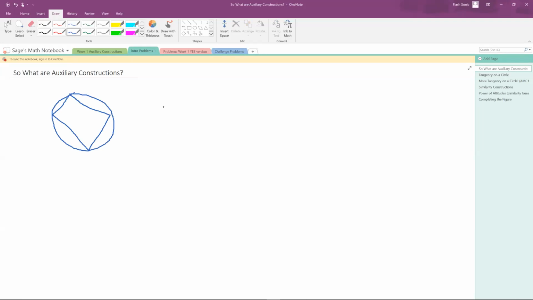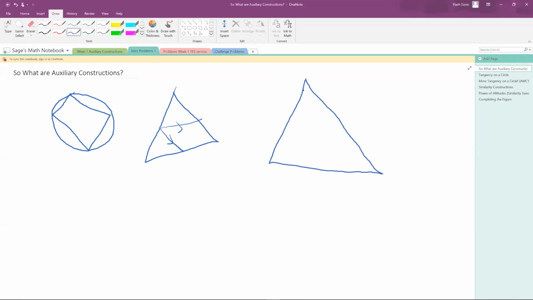Other times when an auxiliary construction will be helpful is when you have two parallel lines and you can construct a line parallel to the other one to create more similar triangles. Another type of auxiliary construction is called a reflection. My favorite example is the orthocenter reflections, even though this is a bit advanced.